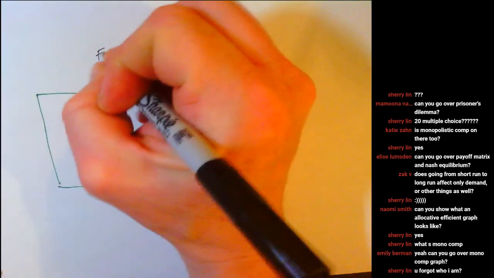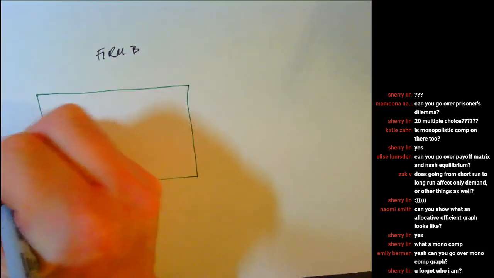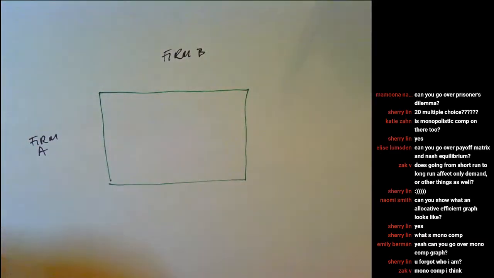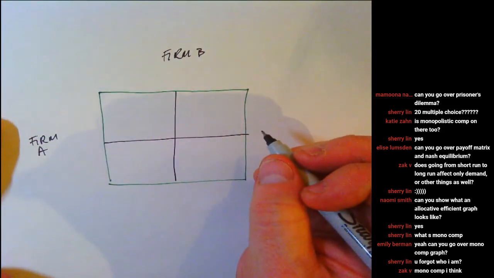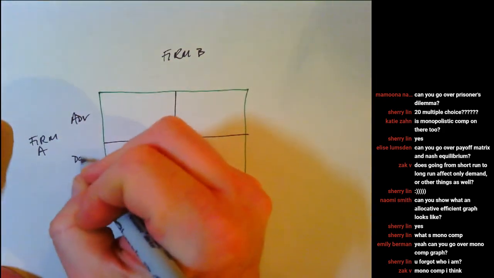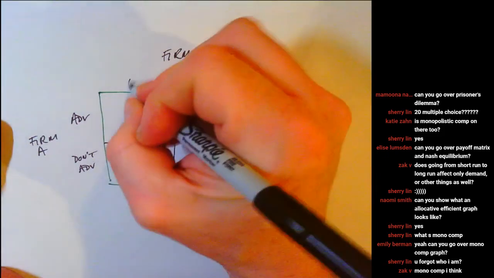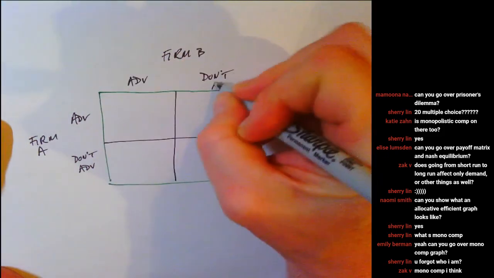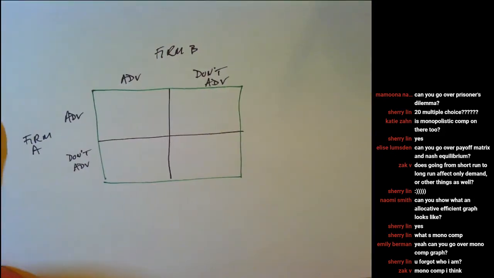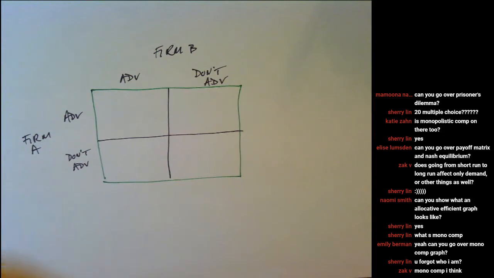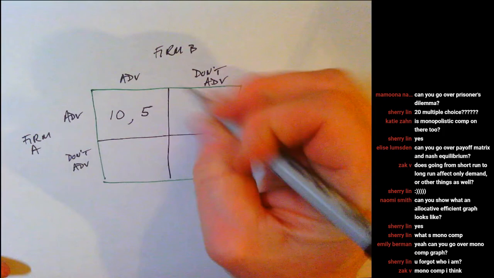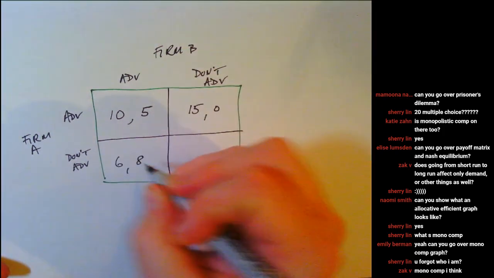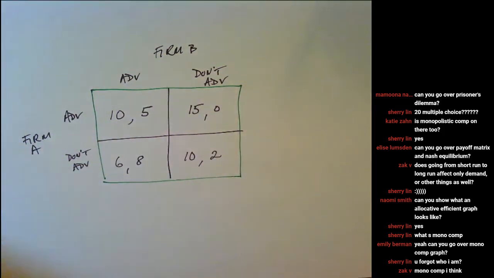So we've got firm B and we've got firm A. And let me write a little bit neater. I'm really sloppy right now. So let's say they're going to advertise or not advertise. Okay, and I'll explain some of the terminology if you're not sure again. So these are the profits that come out. So let's go with 10 and 5 and 15 and 0. So this is the payoff matrix right here.